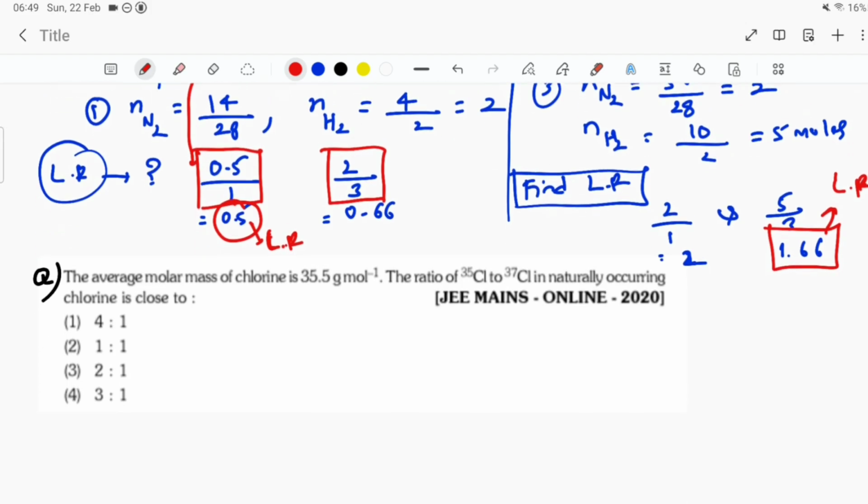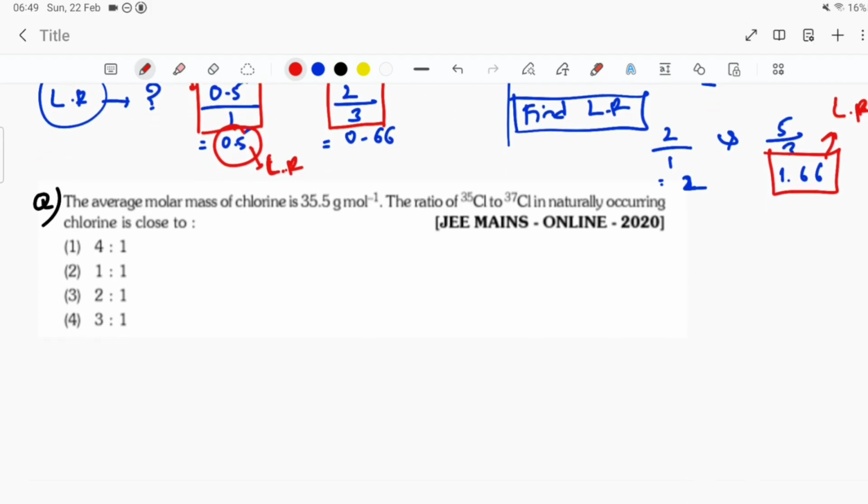Next, the average molar mass of chlorine is 35.5 gram per mole. They are asking about the ratio of Cl35 to Cl37. See, a similar pattern question has been repeated a number of times. Observe it. They gave the average molar mass as 35.5.